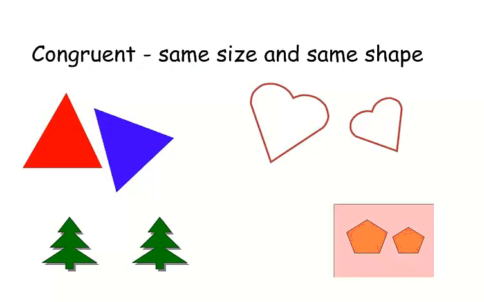We need to understand and remember a word called congruent. Congruent means same size, same shape. If you look at the triangles, those are congruent. They're the same size, same shape. So are the pine trees. But if you look at the hearts, they're the same shape, but they're different sizes. Those are not congruent. And the same with the pentagons on the right-hand side. They are the same shape, but they're different size. So congruent means to be exactly the same. We're going to use that in our definition of some quadrilaterals.